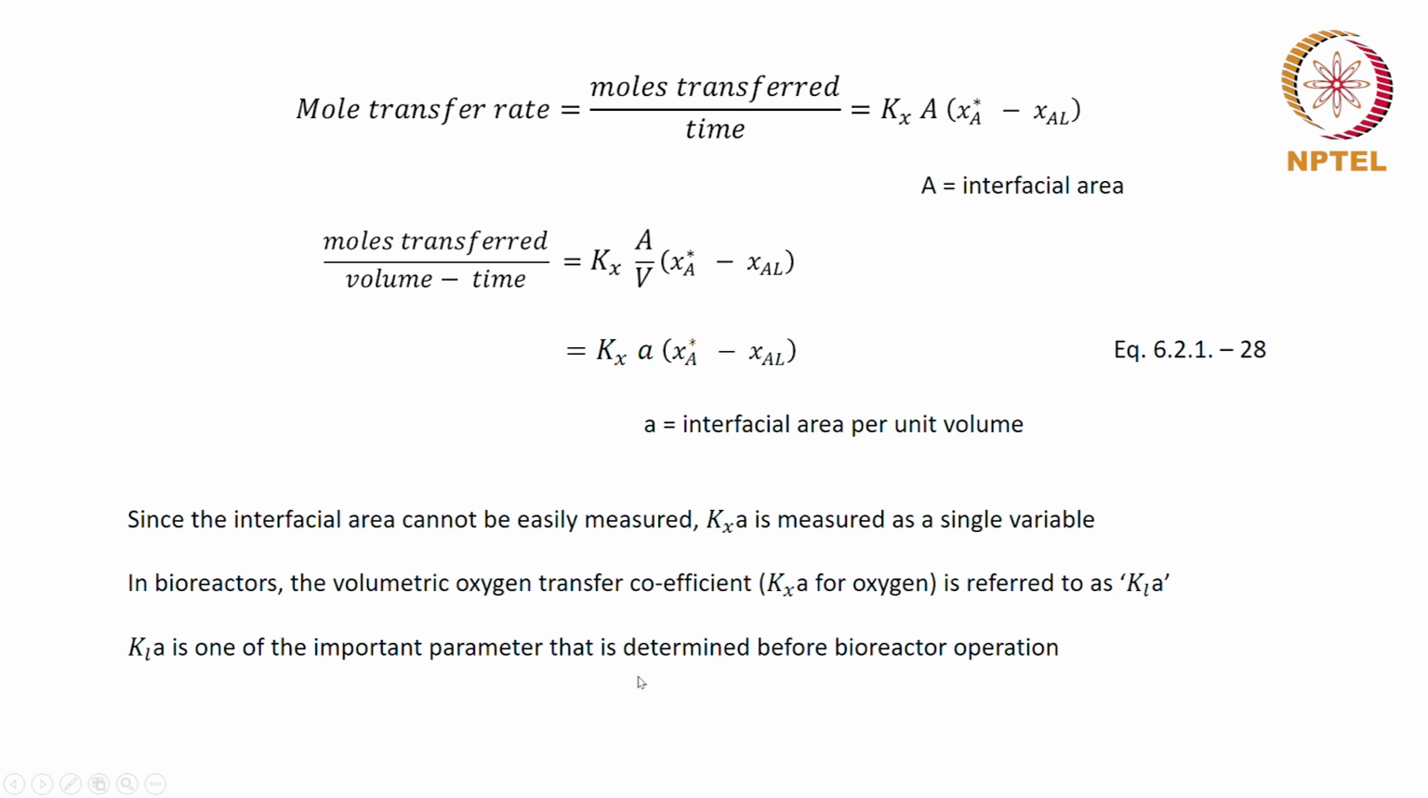KLa is one of the important parameters that is determined before each bioreactor operation that gives us an idea as to how much oxygen can be transferred per volume to the cells in culture. So that's a very important parameter to know. We need to know whether we are able to supply the oxygen that is required by the microbes for them to grow and produce the product of it. So that's a measure here. It provides a measure of the volumetric oxygen transfer capacity in the bioreactor.